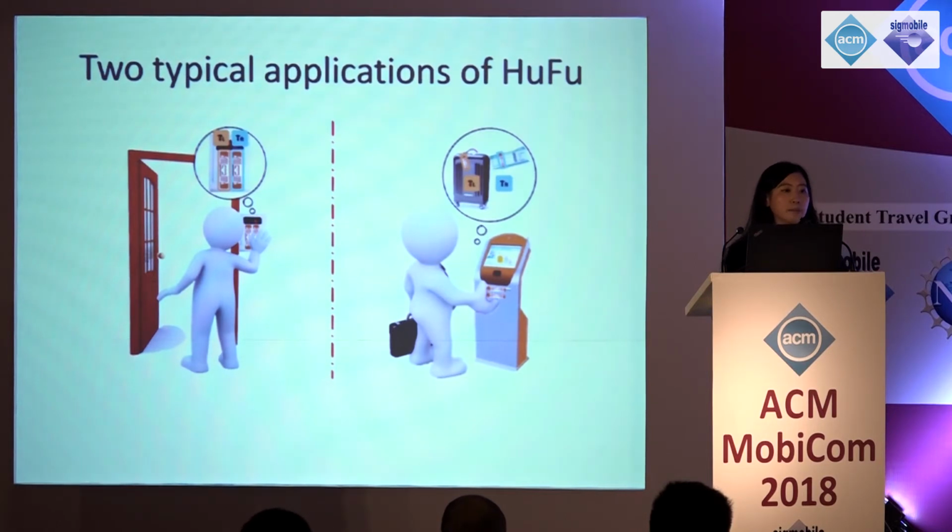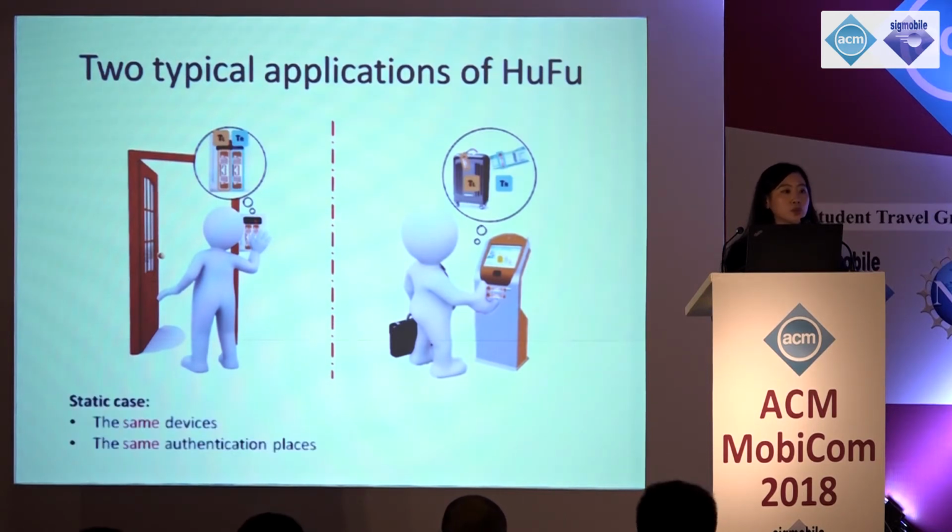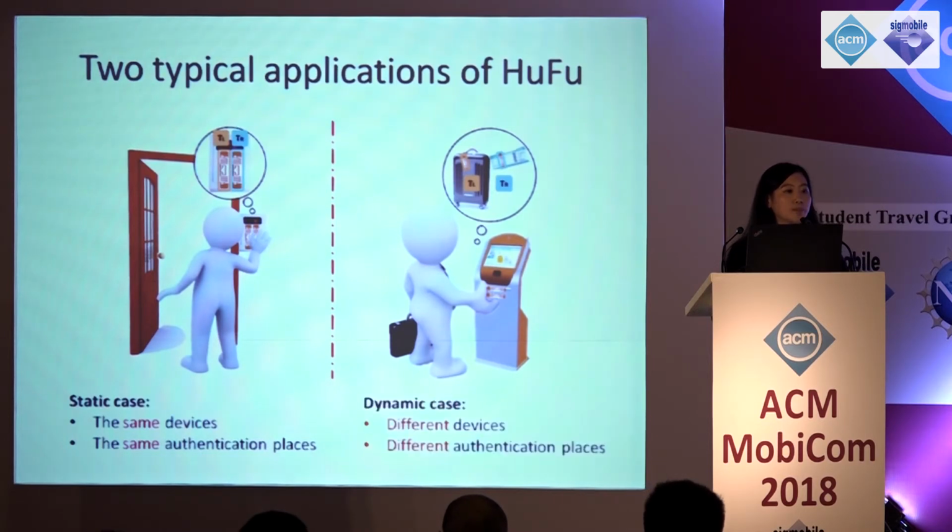Hufu has two typical applications. The first one is static case, such as entrance control. Another case is called dynamic case, such as baggage claim. For entrance control, the left tag works with the reader as entrance guard, and each user who wants to open the door should show a legitimate tag, the right tag.